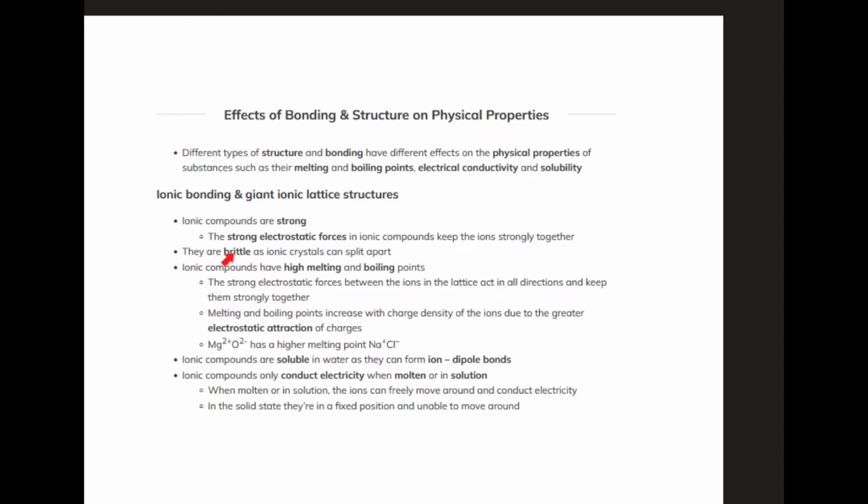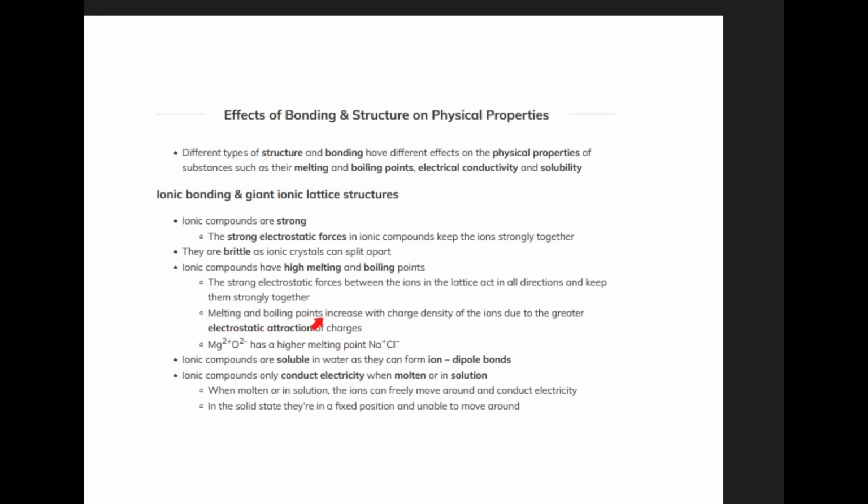They are brittle, as an ionic crystal can split apart. Brittle, imagine salt. You can just use a spoon to break a big piece of salt into small pieces. That is brittle. And ionic compounds have high melting and boiling points. The reason is here: the strong electrostatic forces between the ions in the lattice act in all directions and keep them strongly together. That's why it has high melting and boiling points, because of the ionic bond.